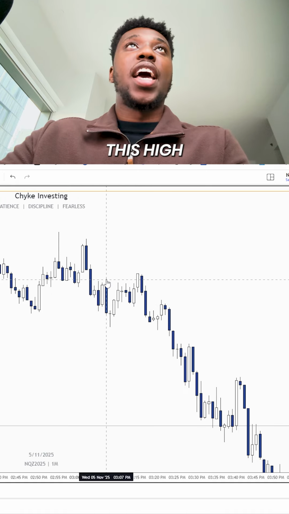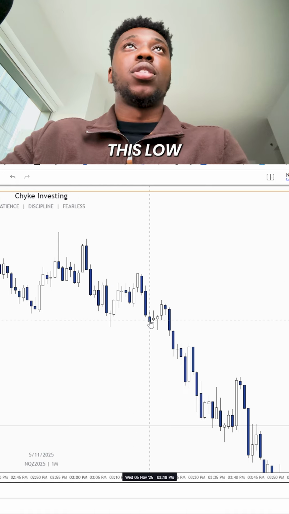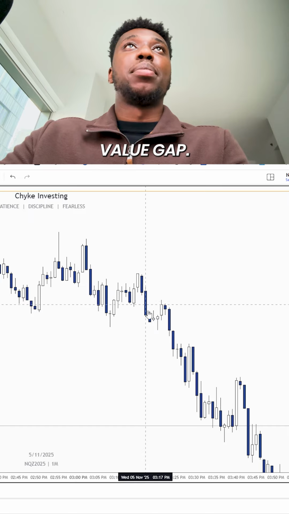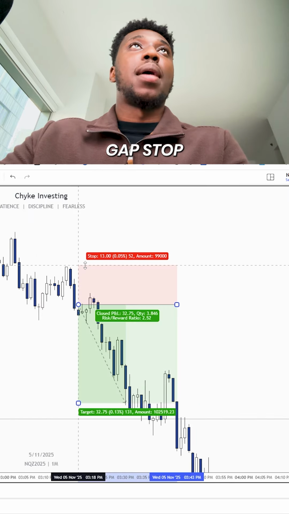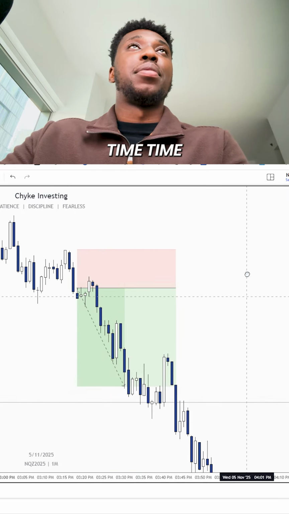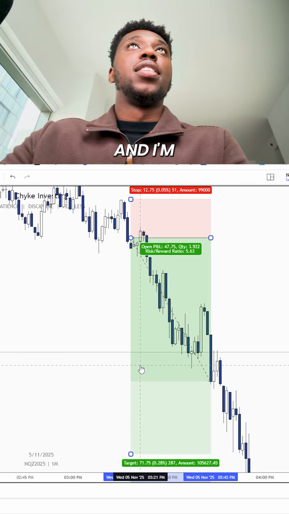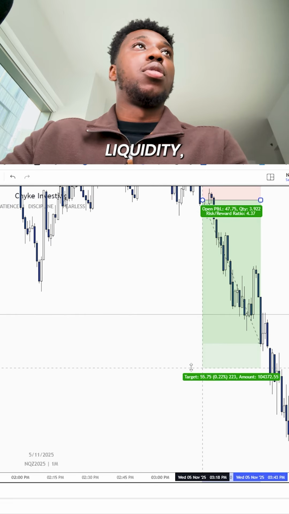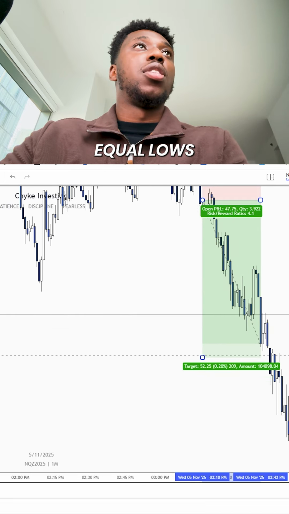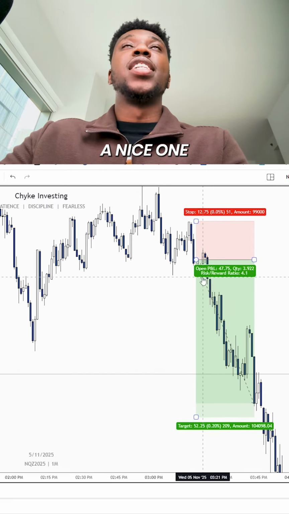You see this high getting swept here, break of market structure below this low with a fair value gap. We return back to that fair value gap. Stop goes above the intermediate time frame high, or the intermediate high right here. And I'm aiming for some key liquidity. Lots of nice relatively equal lows right here. And this is a nice 1 to 4 trade.